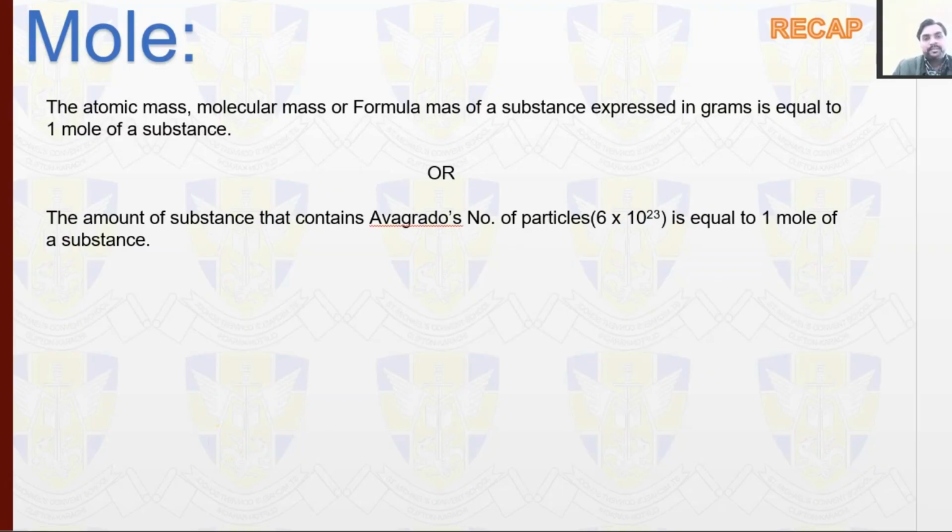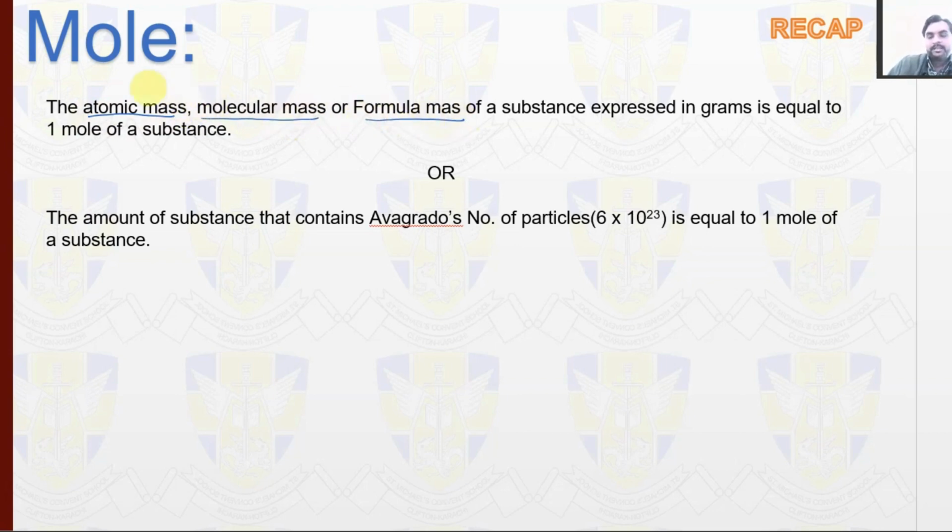First of all, a small recap about the moles, and we have discussed the definition of the moles in the last class as well. If you want to define the moles, they are basically defined as the atomic mass or the molecular mass or the formula mass, right? There are three types of mass.